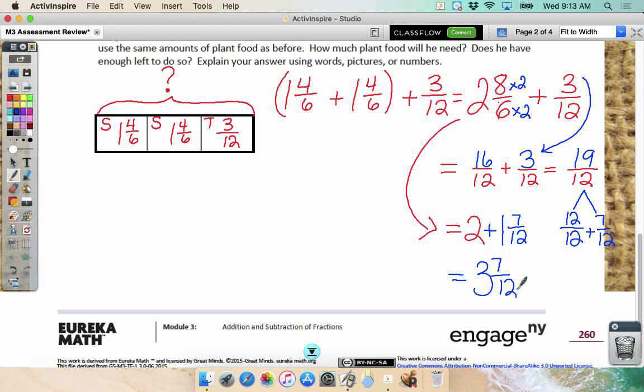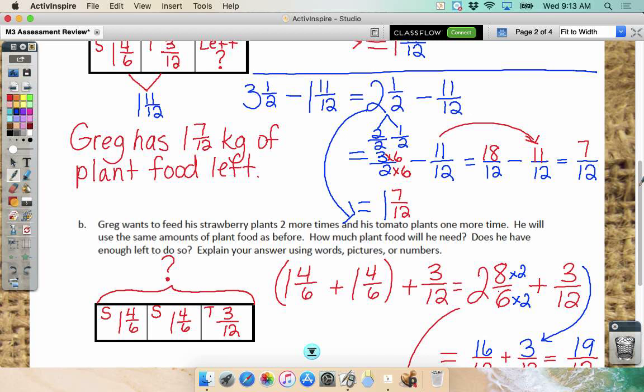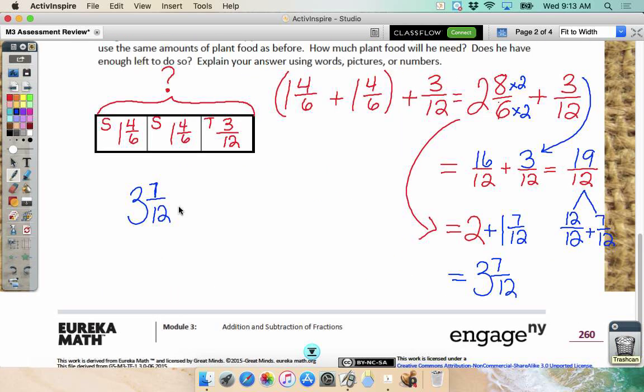How much does he have? 1 and 7/12. What does it say in the first problem? Greg has 1 and 7/12 kilograms. Okay. So if that's the case, you don't have to do this, but I'm just curious. How much more does he need? 2 kilograms. Okay.